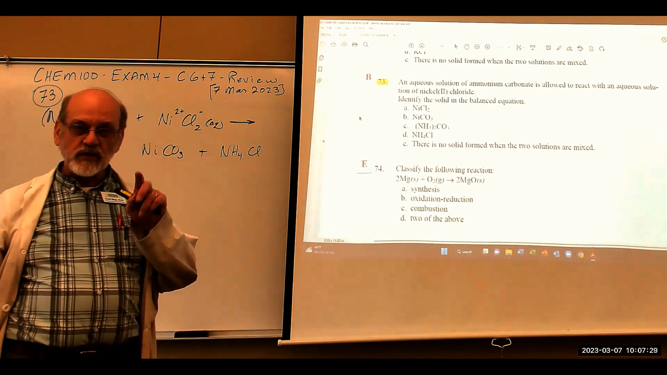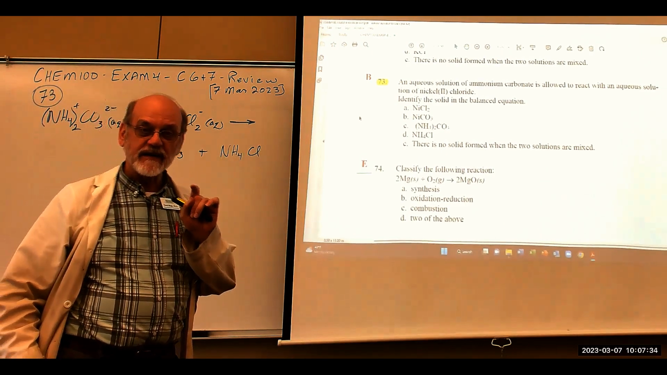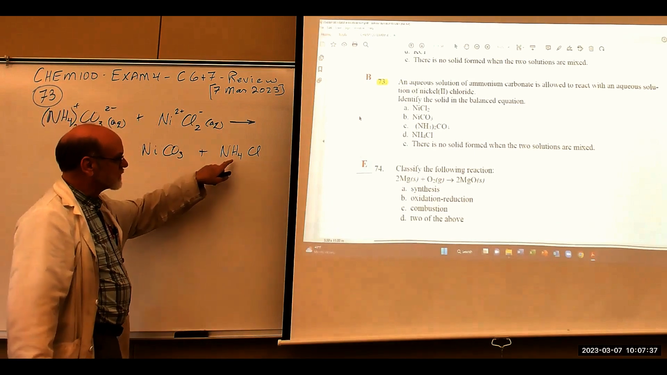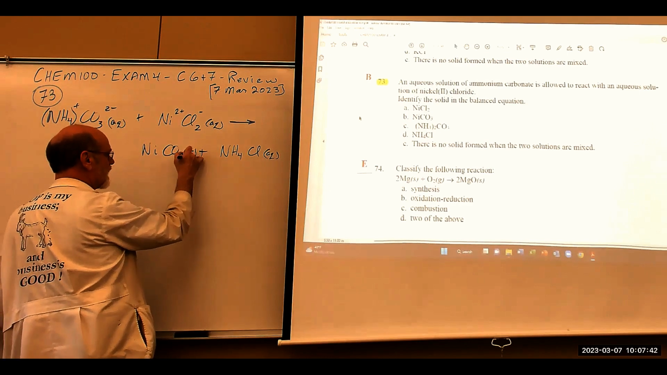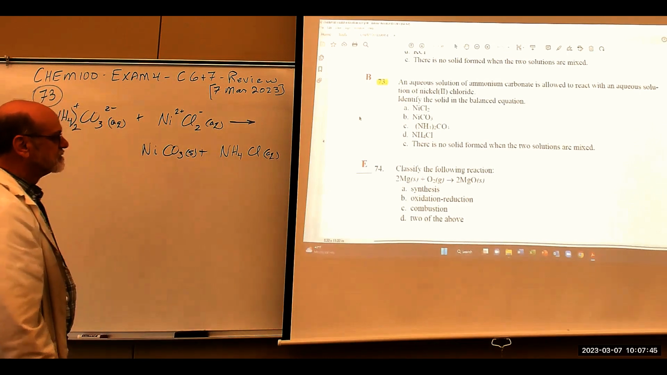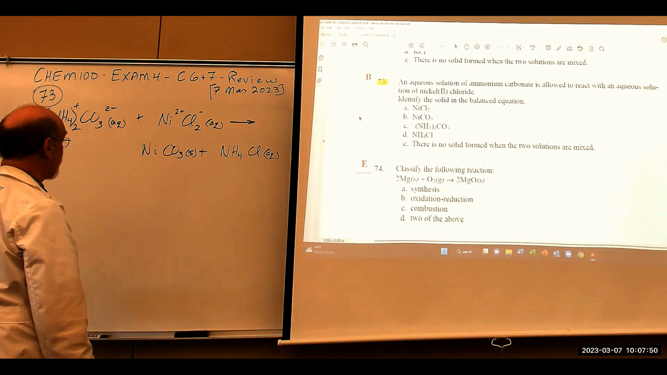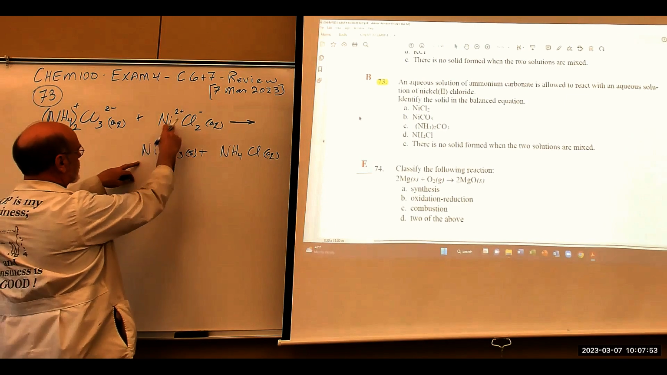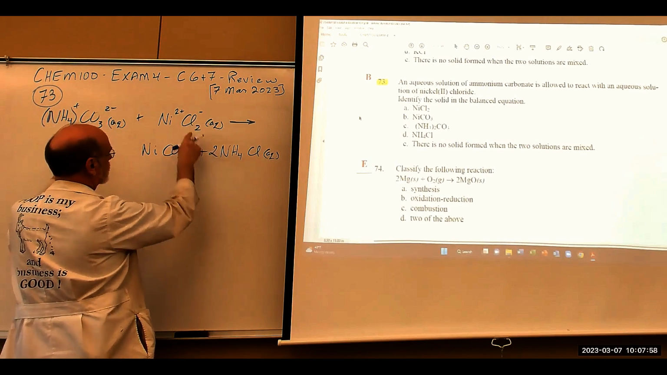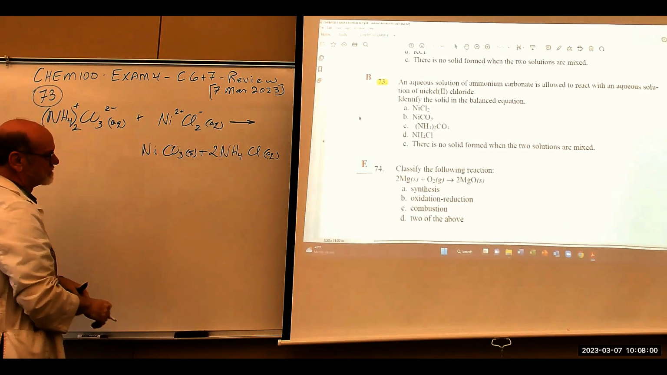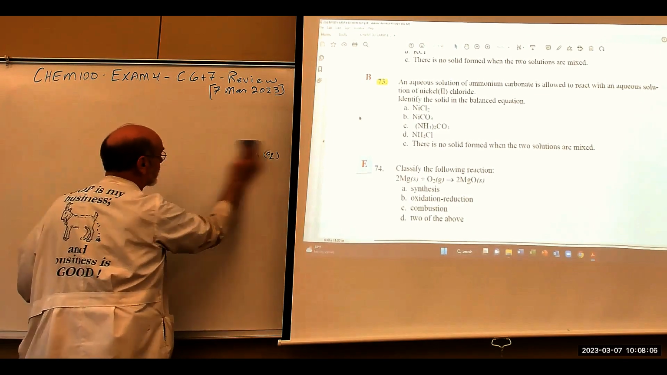Now is the time for you to look in your solubility chart and find out if one of these is a solid. This one is in aqueous solution. It's soluble. This one is a solid. That's your precipitate right there. Incidentally, is this balanced? Well, we got one nickel, we got one carbonate. We need two ammoniums and two chlorides. So that would be balanced.